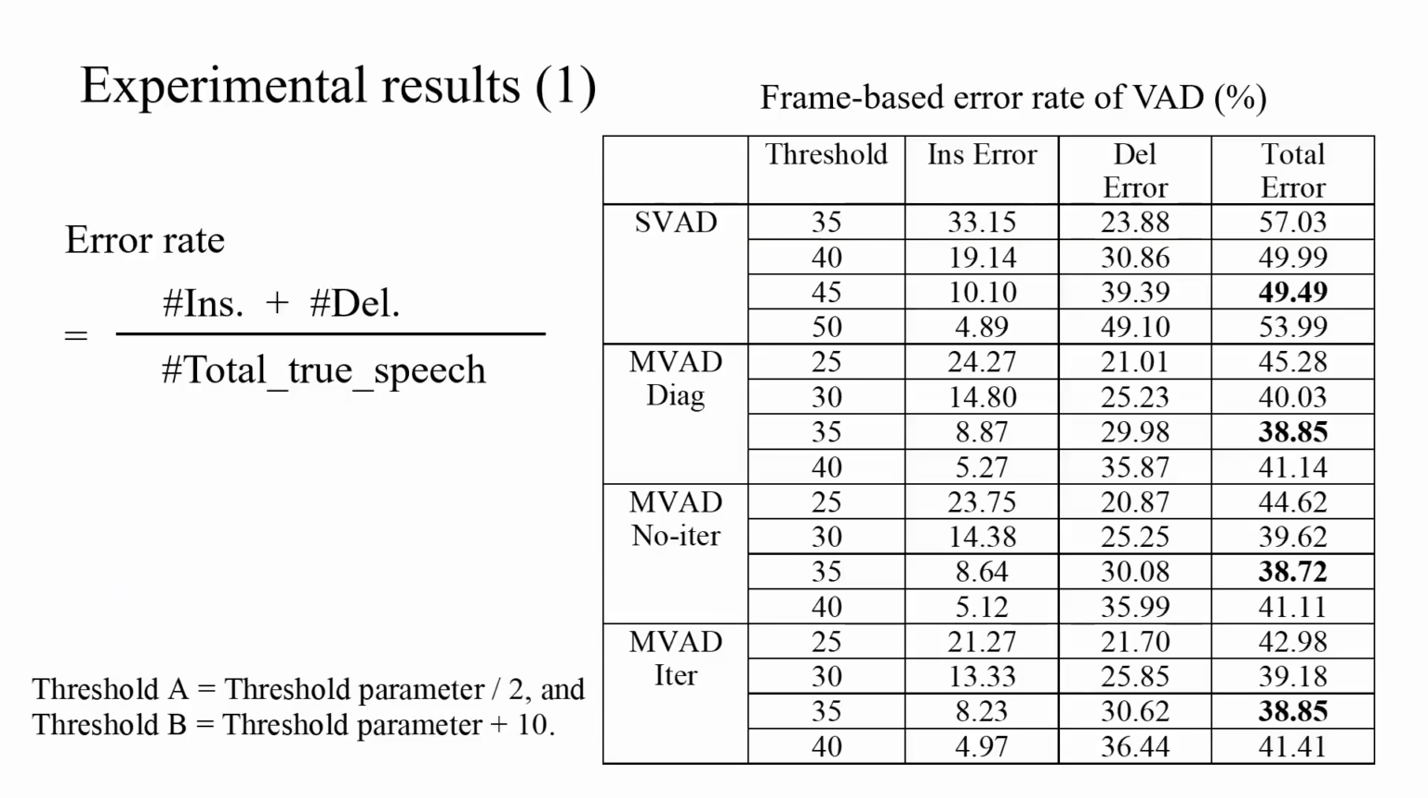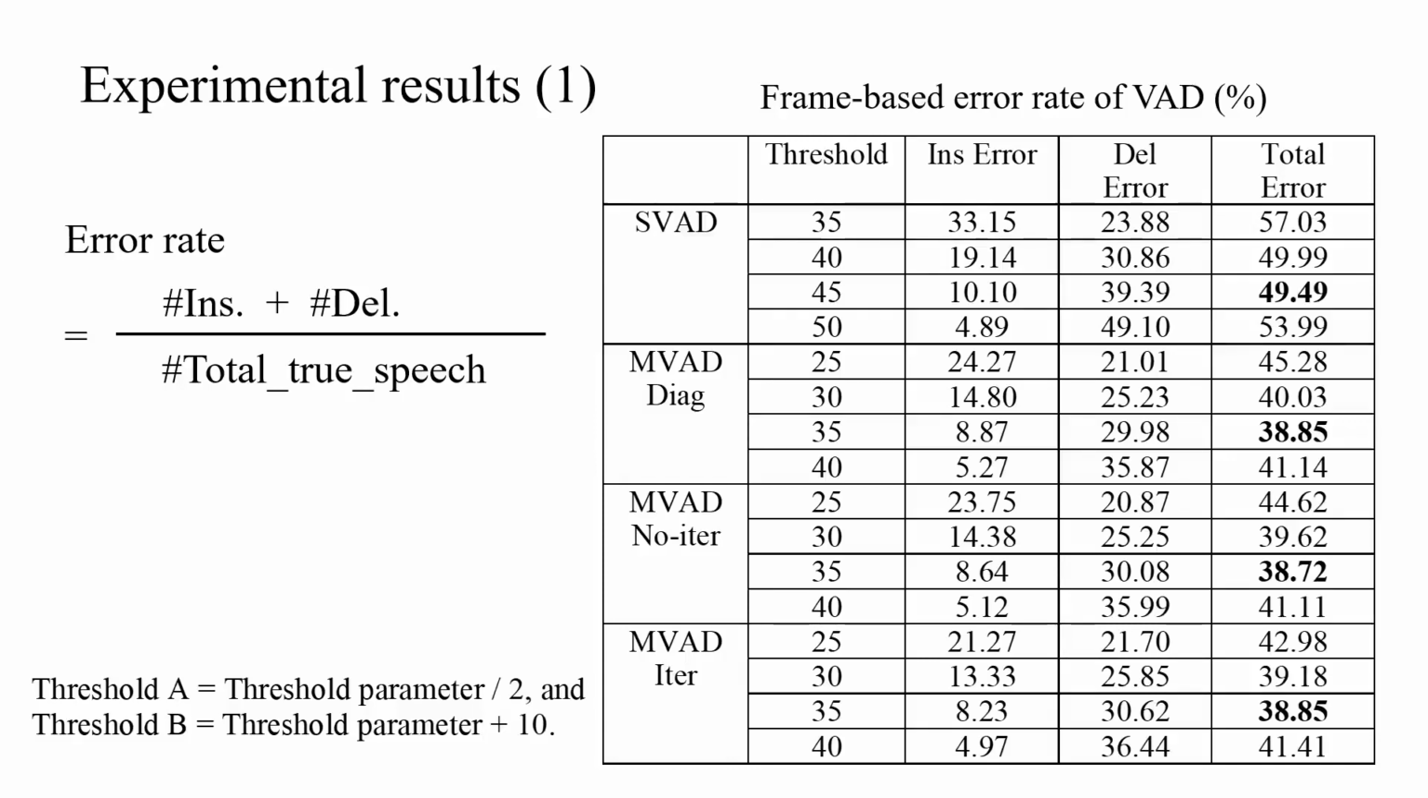We evaluated the proposed method using real data recorded in the actual middle school. The recorded data was manually transcribed and tagged with time information. This table shows the error rate of the VAD. This is a frame-based evaluation. SVAD represents a single-channel VAD. MVAD represents a multi-channel VAD.